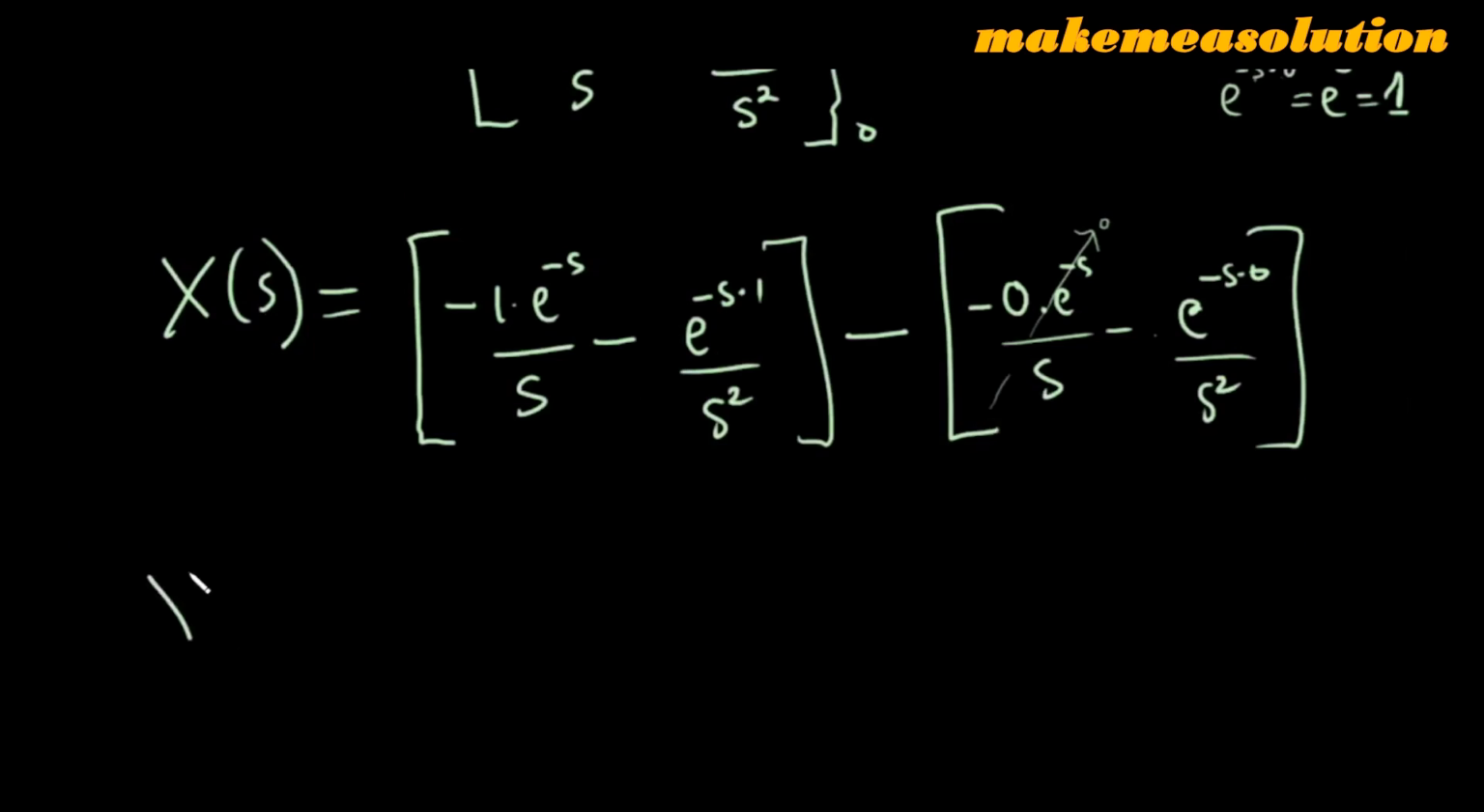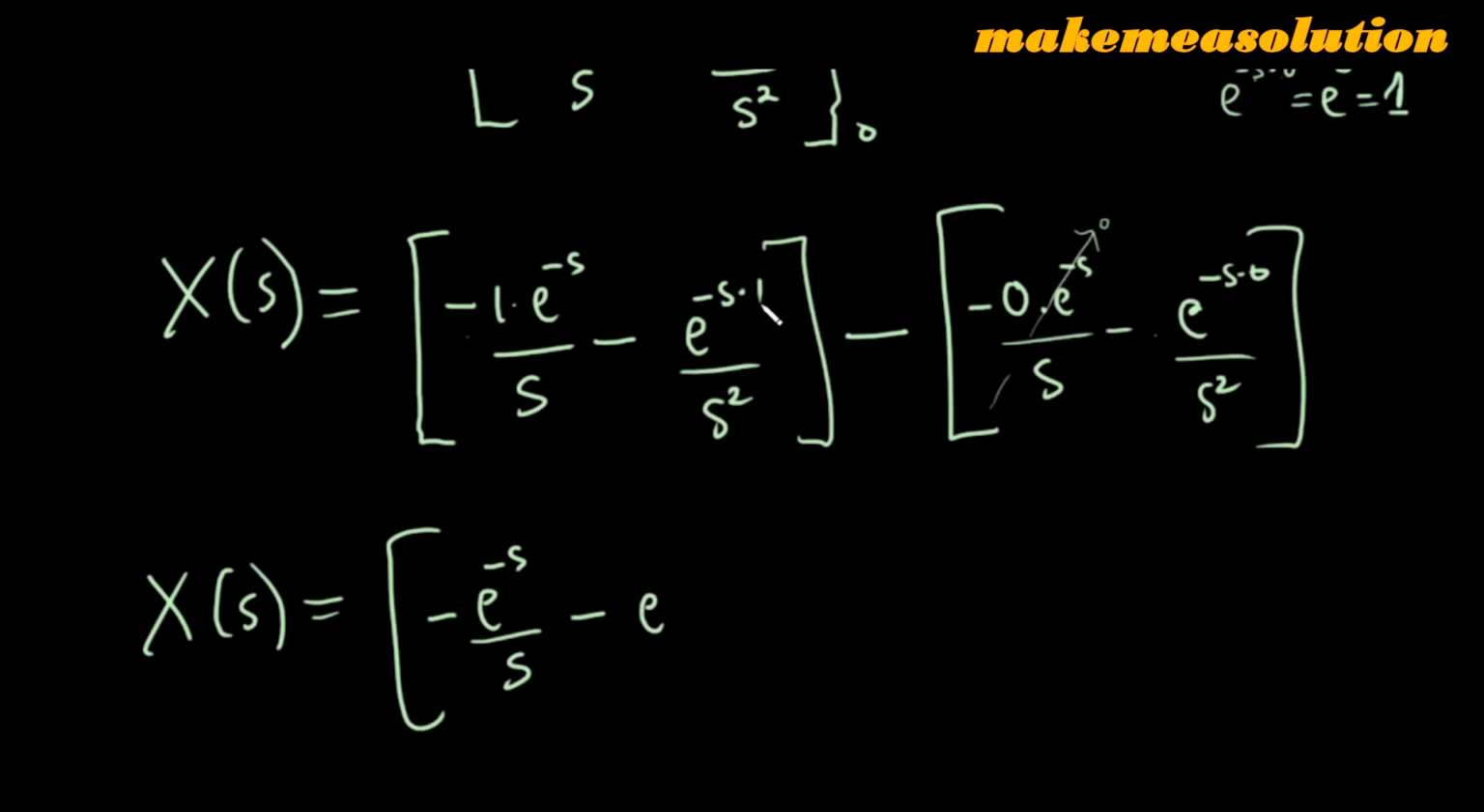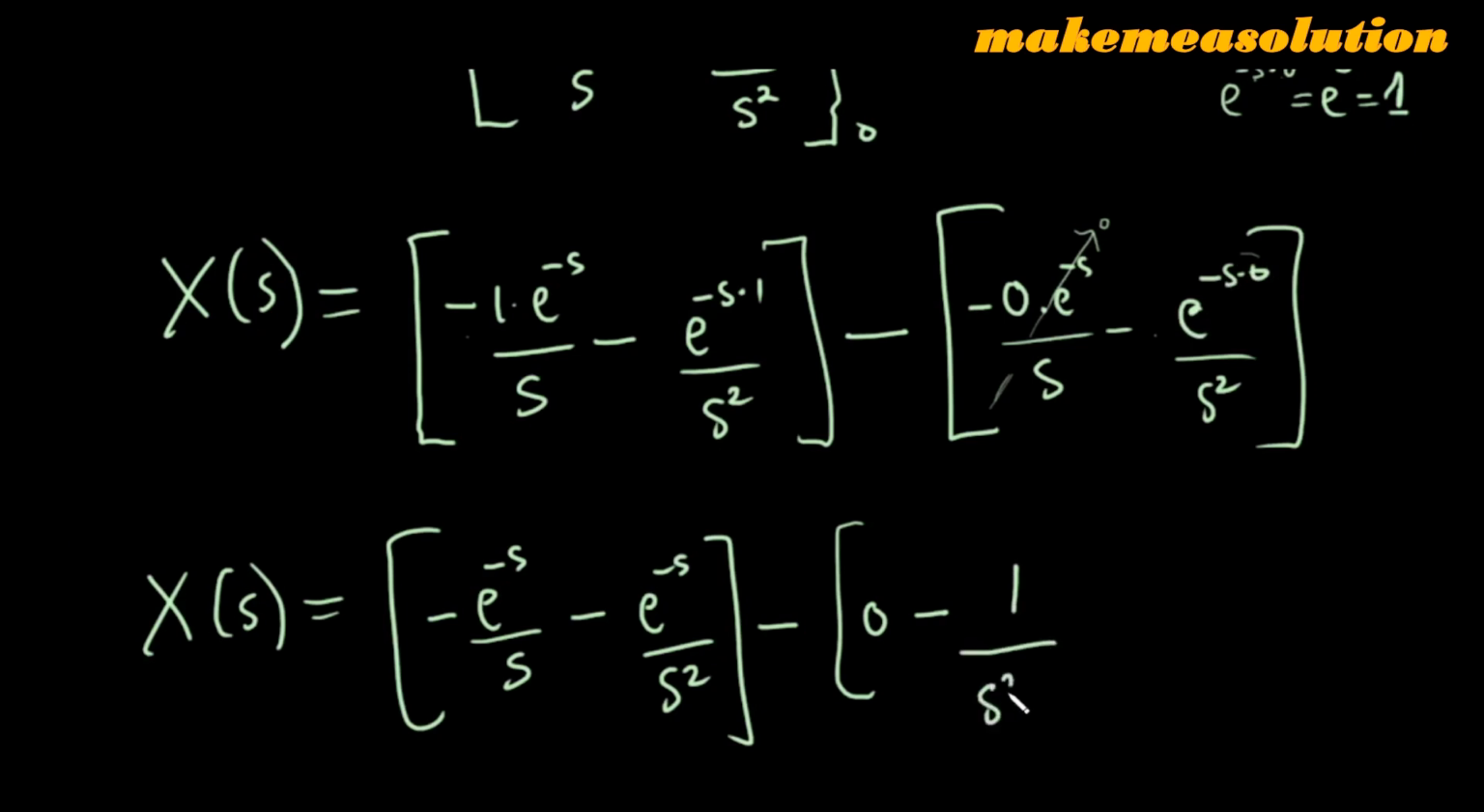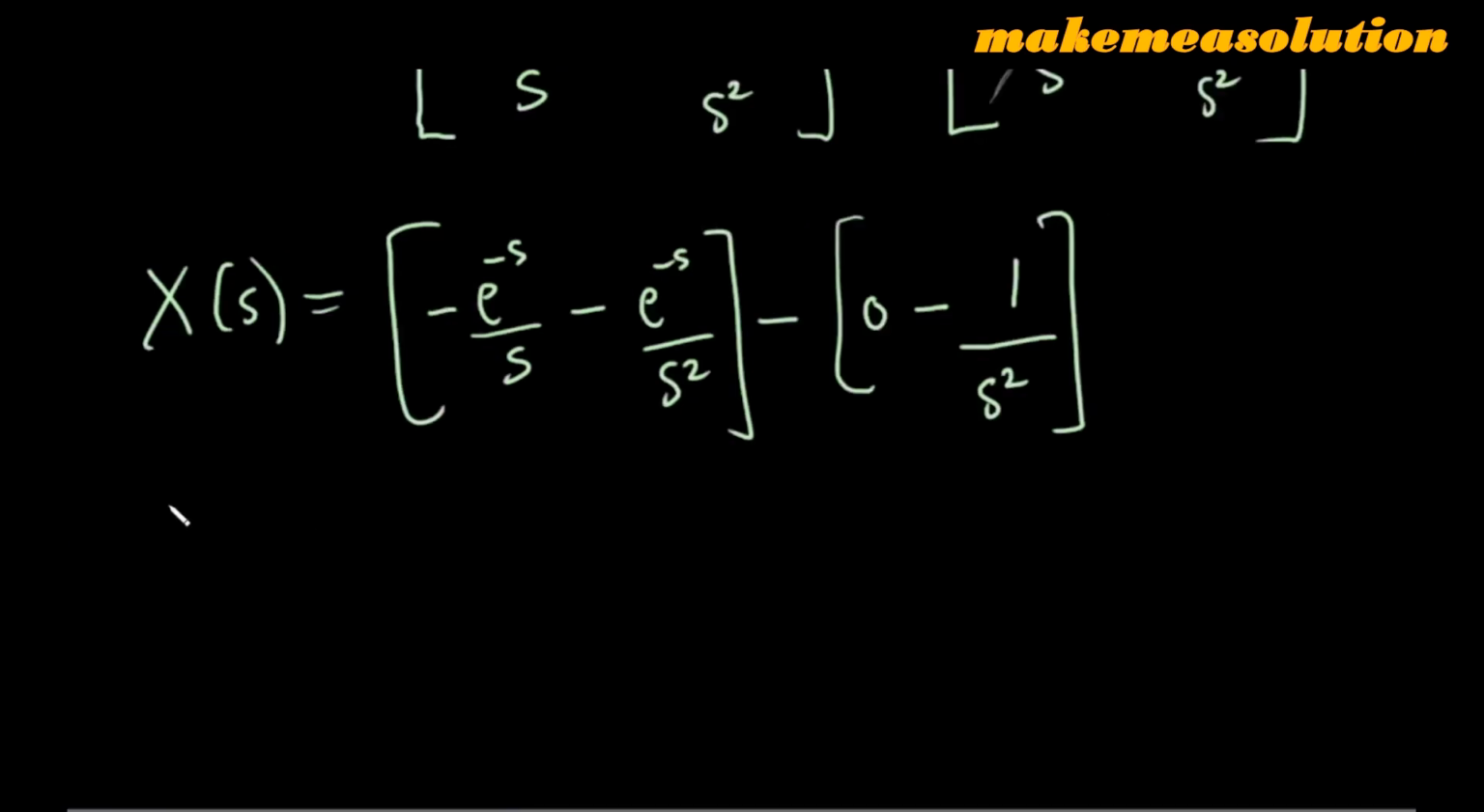So what we are going to have is, arranging this one, your x of s: minus 1 times this is going to give you minus exponential minus s over s. Then you now have minus, if you simplify, exponential minus s times 1 is minus s over s square. And you now have your minus. Opening this bracket, this term cancels out, so you now have 0 minus. Then if you evaluate this, you have exponential 0, which is 1 all over s square.